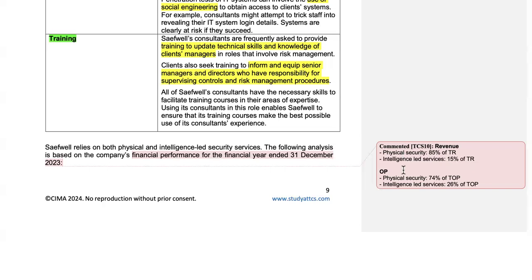However, we have the chance of improving the revenues generated by intelligence-led services, especially given the fact that we are providing bespoke services. Whenever you are providing bespoke services, you can achieve higher margins. That's exactly what you can see when looking at the operating profit figures. We are generating just 15% of total revenue from intelligence-led security services, but when you look at operating profits, we are generating 26% of operating profits from them, which indicates that the margins are high when it comes to the provision of intelligence-led security services.